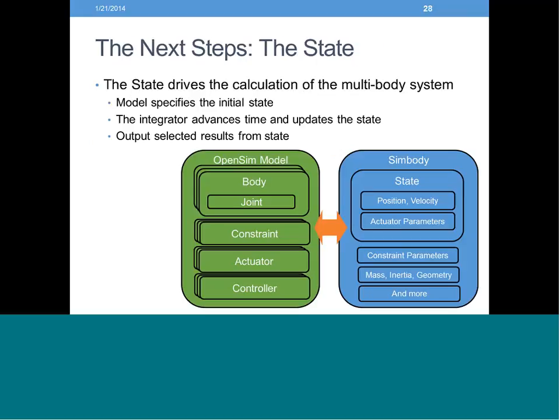So I'm going to expand on that diagram. We have our OpenSim model, which we understand now. But that SimBody model actually has its own set of components. And one of the key components in that multibody system is the state. So you can imagine the state is a way of getting information out of the equations of motion. Your model will specify the initial state, and SimBody's job is to take that state and pass it to the integrator you've chosen and advance time and update the state after each completed step.